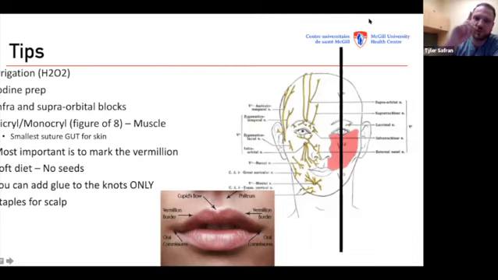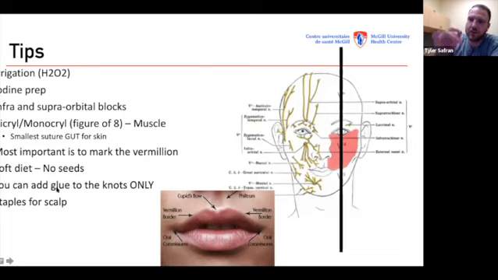So if you're doing this in the emergency room, you want to follow the mid-pupillary line. And the best part about that is you don't get really disruption of your important landmarks. It might take a little bit longer to get your anesthesia, but it's important to do. You want to use small sutures, figure of 8 for the muscle. Make sure you mark the vermilion.